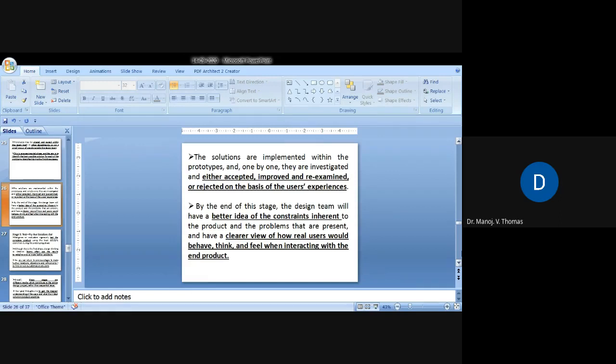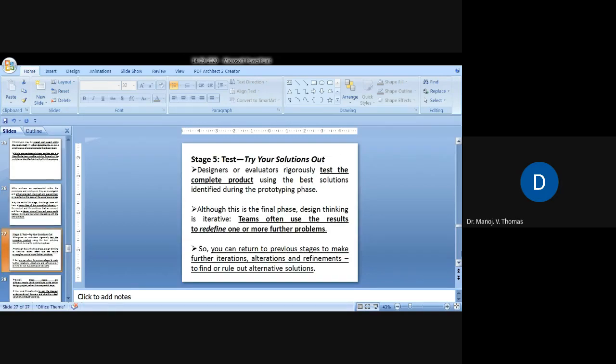So by the end of this stage, you have a better idea of the constraints inherent to the product and the problems that are present, and have a clear view of how real users would behave, think, and feel when interacting with the end product. That is the purpose of the prototype stage. Now, the last stage is the test stage. So here, try your solutions out. Designers or evaluators rigorously test the complete product using the best solutions identified during the prototyping phase. Teams often use the results to redefine one or more further problems. So that is also possible.